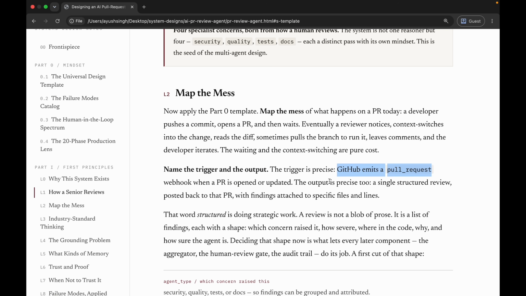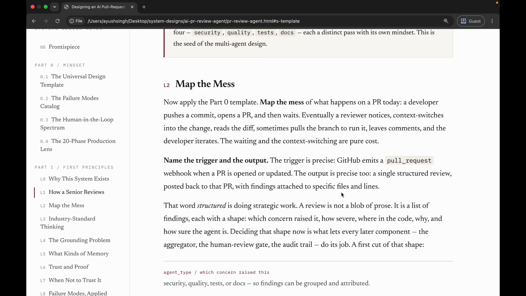So it is very precise, because we just want to know whenever the PR is opened, so that we can go inside it and pull out the code differences, pull out the whole repository, and pull out the comments from that PR and use them for the review. So my input will be that GitHub emits a pull request webhook whenever a PR is opened. The output is a single structured review posted back to the PR, with findings attached to the specific files and lines.